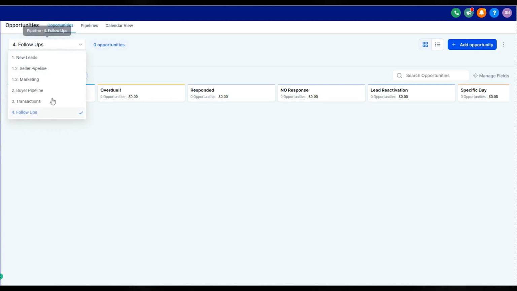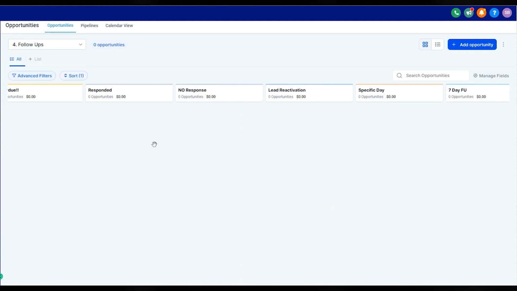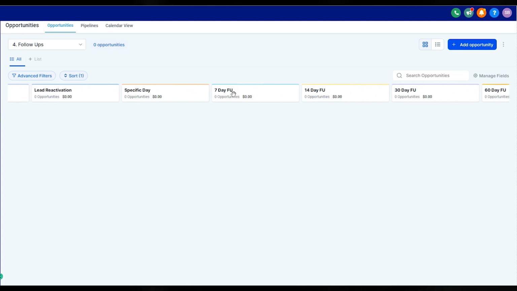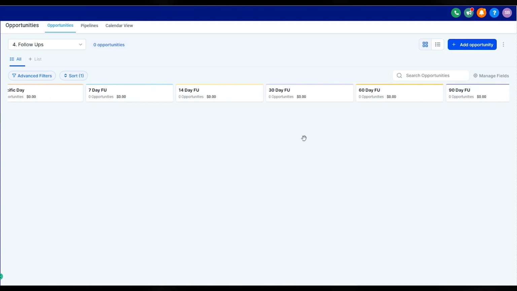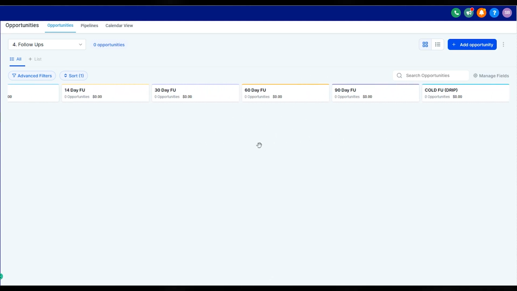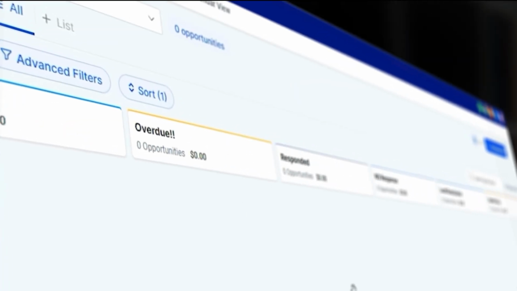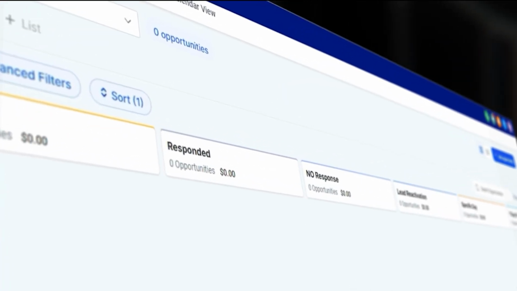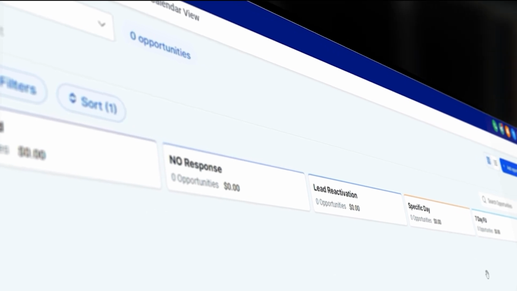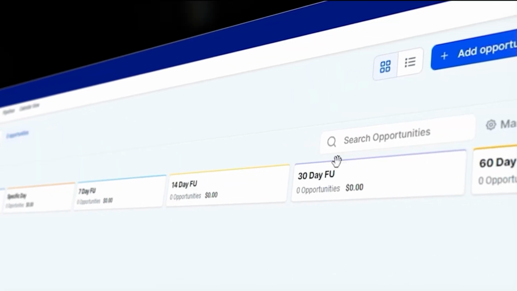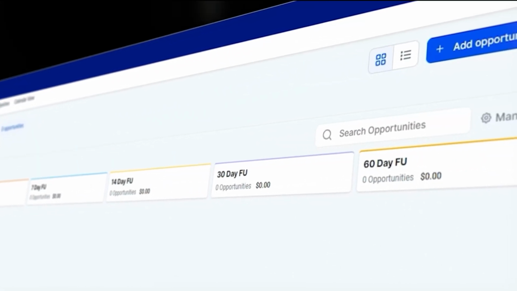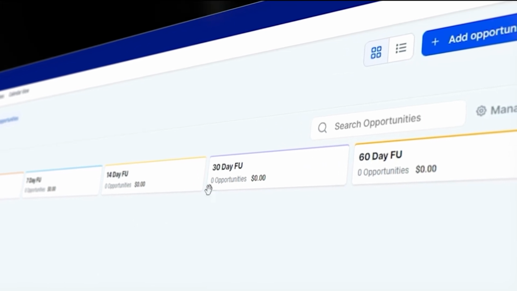Once we access the CRM and come to the pipeline system, you're going to see that we have the follow-up pipeline here. And you're going to see that it has some stages and certain timeframes within those stages. So it's very important. We're going to go quickly through the different stages. It's due today, overdue, responded, no response, lead reactivation, specific day, 7, 14, 30, 60 day. It has different timeframes, and this is going to be extremely important.